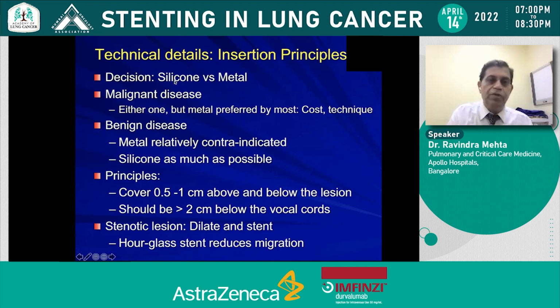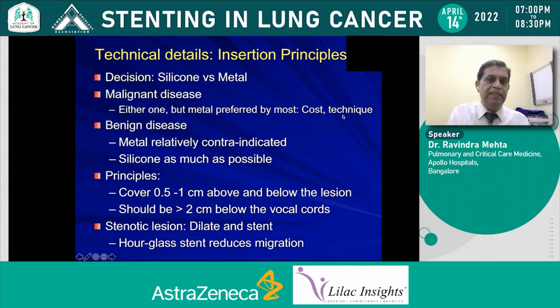What did we show you? We showed you that the stents can be either silicone or metal. So that is one decision point. In malignant disease, you can do either one of them, but the leaning is towards metal for multiple issues, predominantly cost and easier technique, and the technique part we will get into, why.